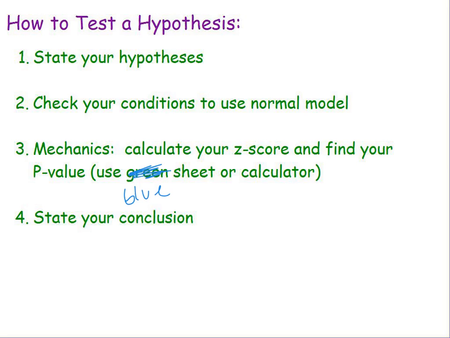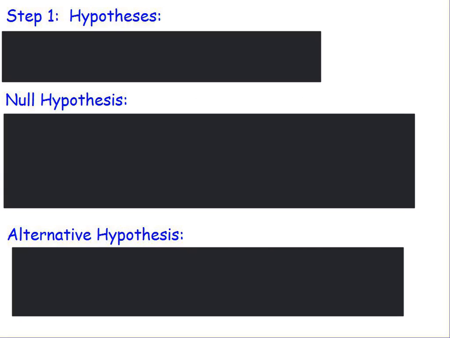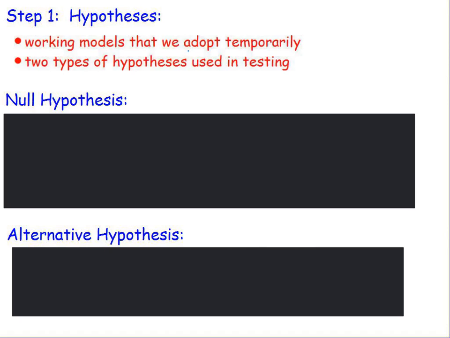So what we're going to do is go through a series of slides that breaks down each one of these steps and explains each one of them in further detail. So let's start by looking at the hypothesis stage. Step 1 is you need to state a hypothesis. For every problem, you're going to break it down. So here's the general rule for what a hypothesis is. It is working models that we are adopting temporarily. And then there are 2 types of hypothesis that are used in every test.